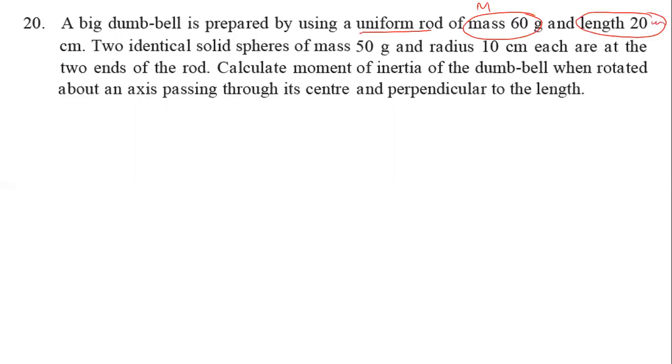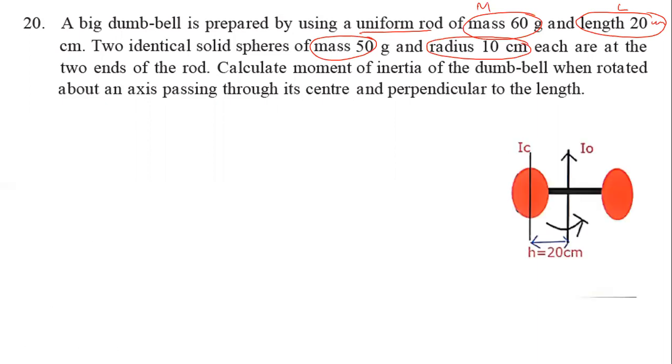So this is the length. Two identical solid spheres of mass 50 gram and radius 10 centimeter, each are at two ends of the rod. Calculate the moment of inertia of the dumbbell when rotated about an axis passing through its center and perpendicular to the length.